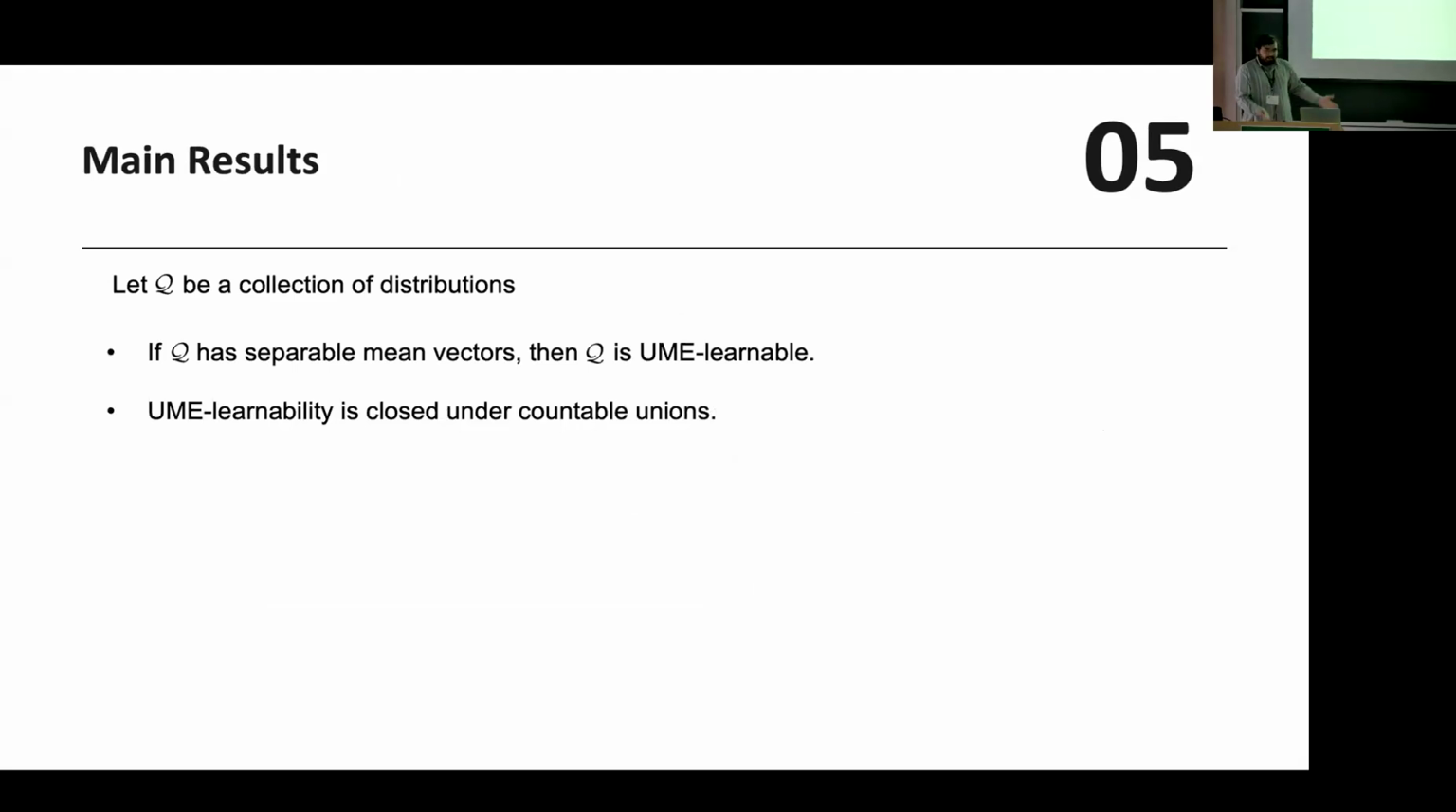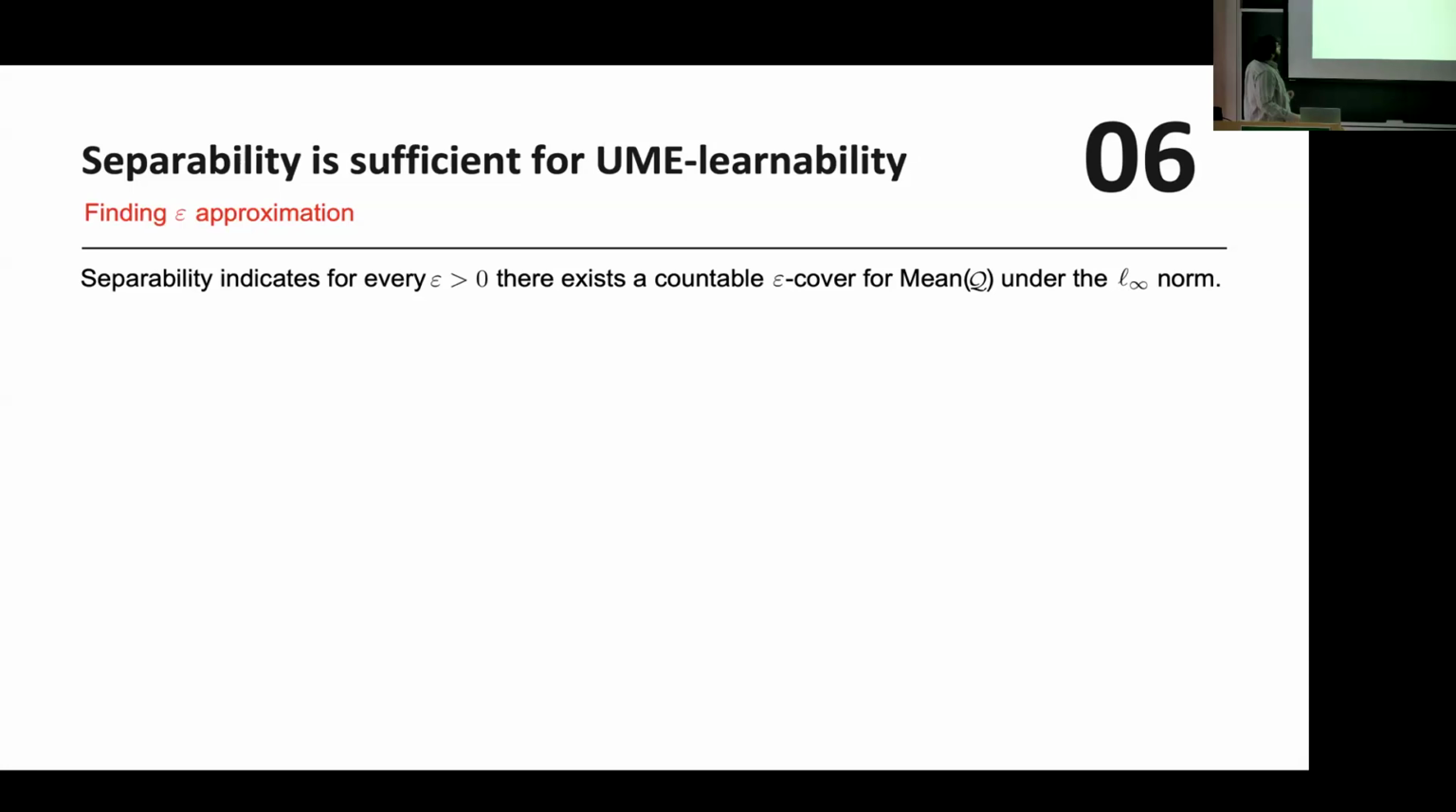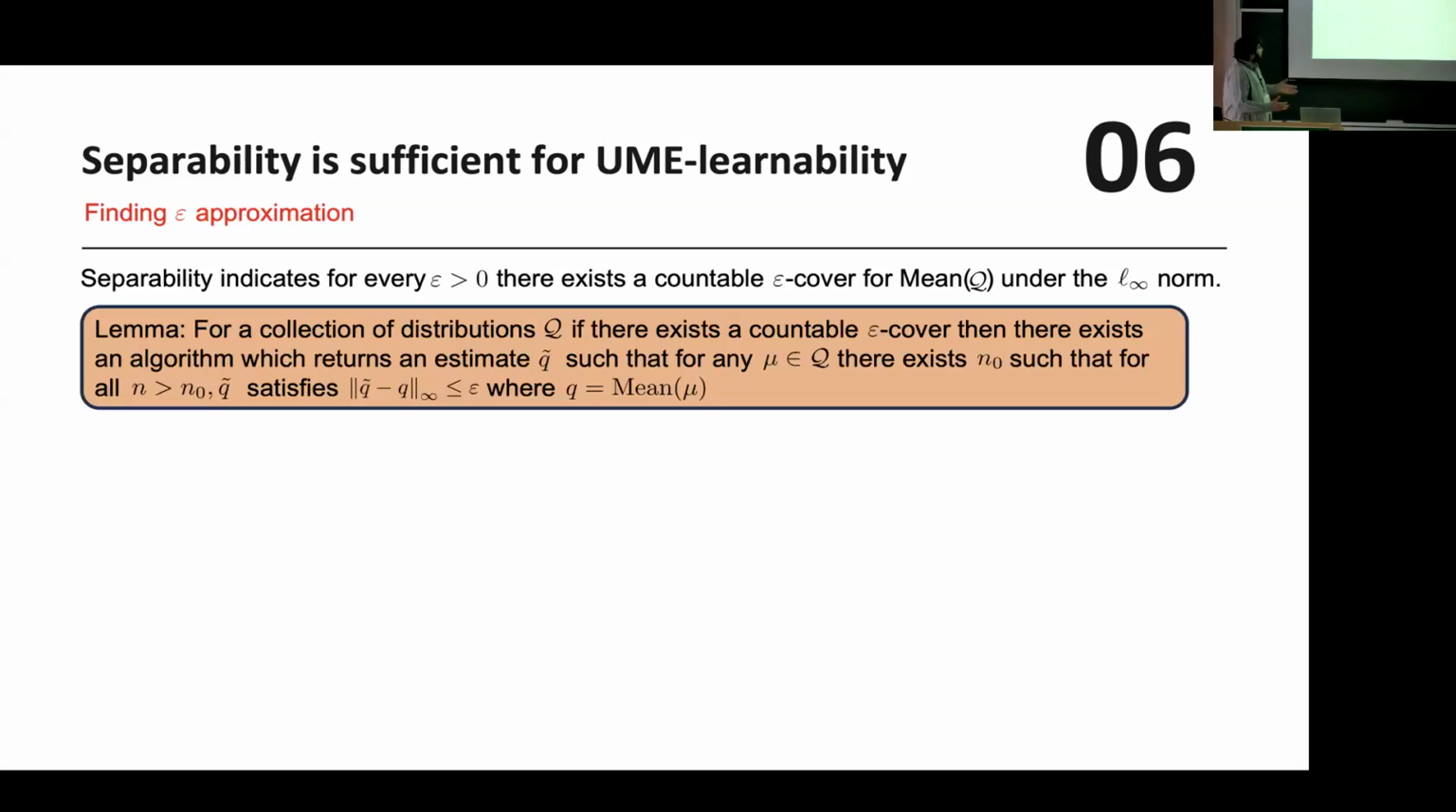So the two main results I'll be presenting in this talk are to show that if the mean vectors of my collection of distributions are separable, then it is UME learnable, and also that UME learnability is closed under countable unions. So by separability, we mean that for every epsilon, there exists a countable epsilon cover of mean vectors under the L infinity norm. So we can show that for a collection of distributions, if there exists a countable epsilon cover, then there exists an algorithm which returns an estimate Q tilde such that for any distribution in your collection, there exists an N0, and this N0 depends on your distribution, such that for all n greater than N0, so if I have more samples than N0, then I can obtain an epsilon approximation.